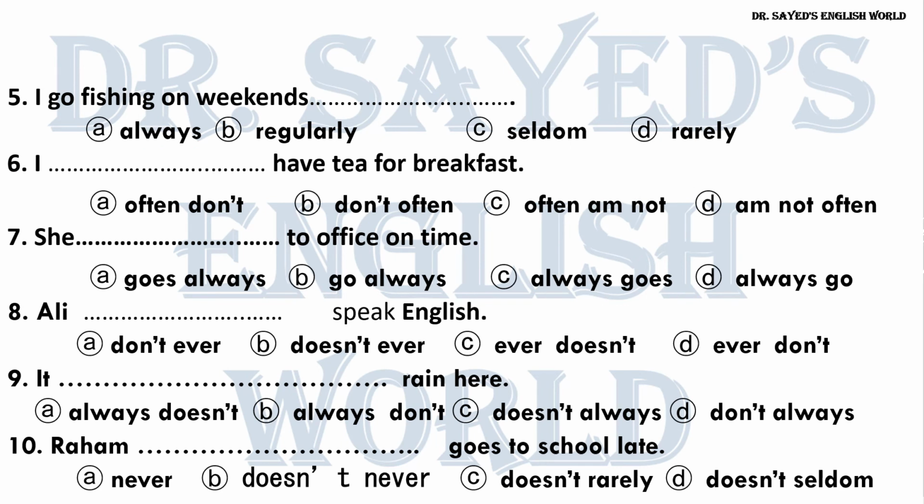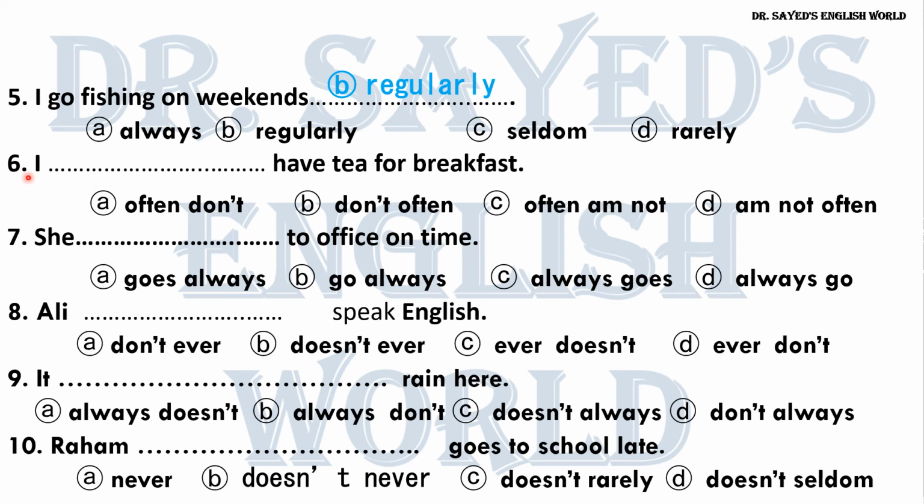Number 5. I go fishing on weekends, always, regularly, seldom, rarely. And the answer is regularly. Because always, seldom, and rarely never go at the end of sentences.